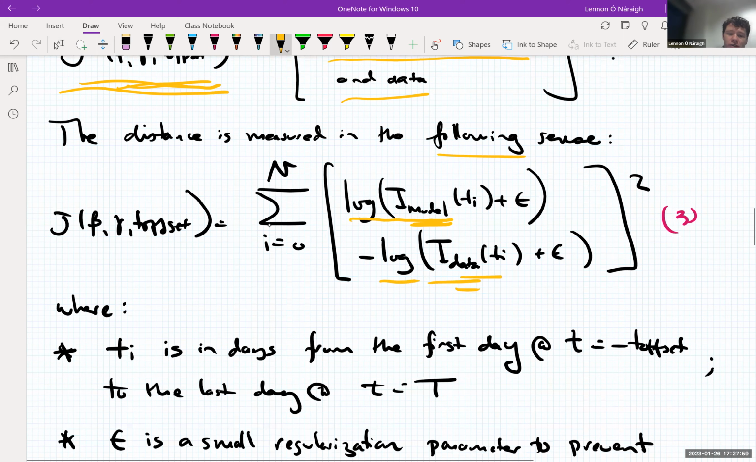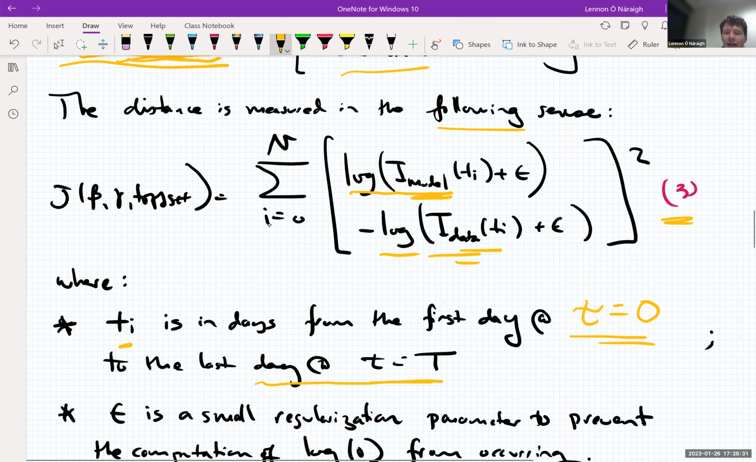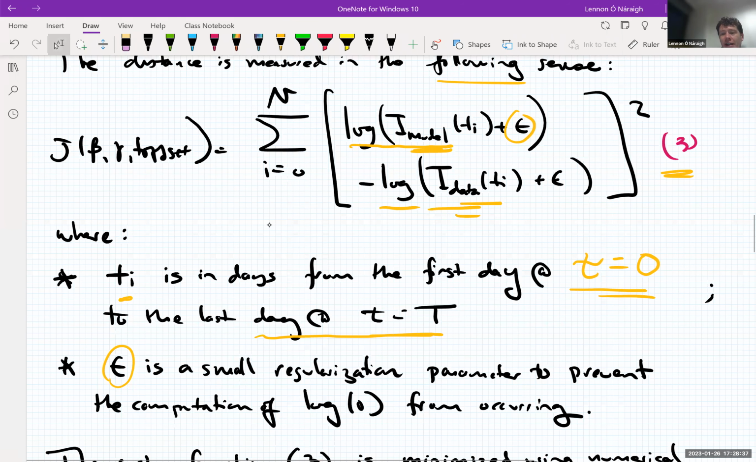Here in this cost function in equation 3, Ti is the time in days. The first day is i equals 0, corresponding to a time of minus t offset, and the last day is a time T. Actually, this is not quite correct. The data only start at time 0, the first day, and t offset is far back in time before day 0. Epsilon here is just a small regularization parameter that I need to include, and it avoids any possibility of computing log of 0.